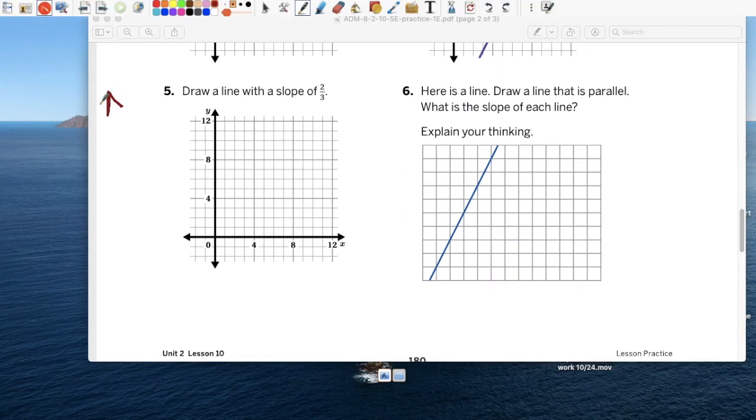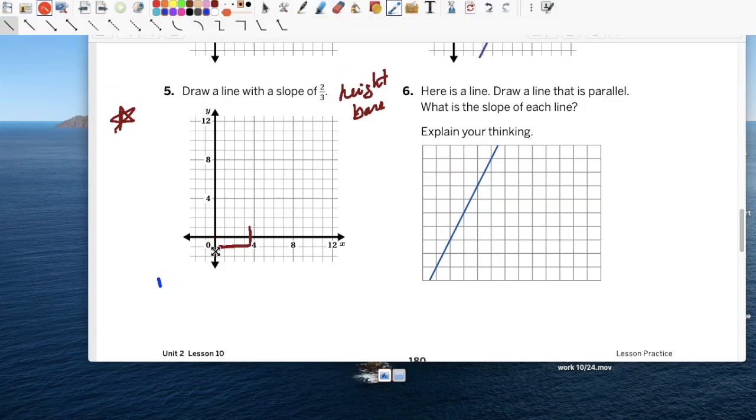Draw a line with slope of 2 over 3. So 2 is the height. Remember, it's the ratio of the height to the base. It doesn't give us a starting point, so I'm going to start here at the origin. So if I were at the origin, I'm going to go 1, 2, 3. That's my base, and the height would be 2. I'm going to draw a line that goes through those 2.